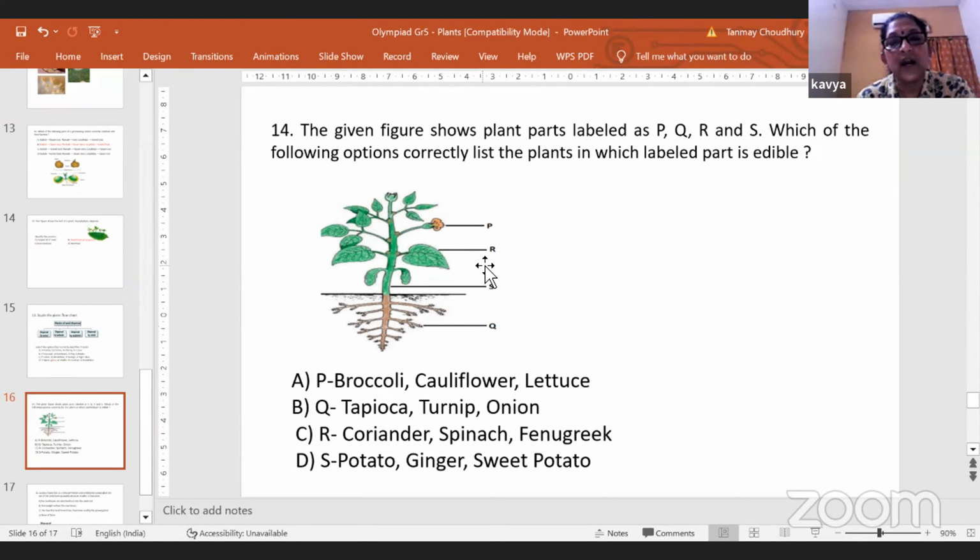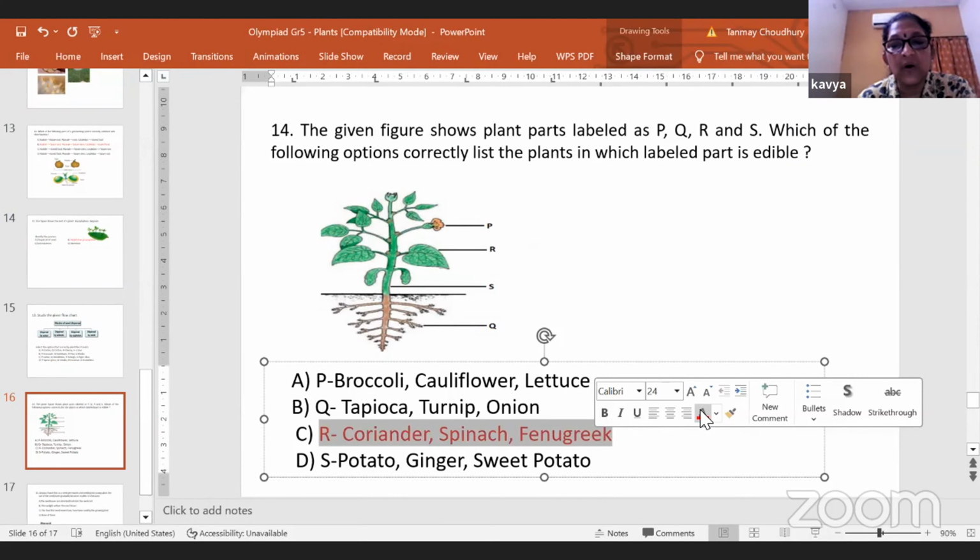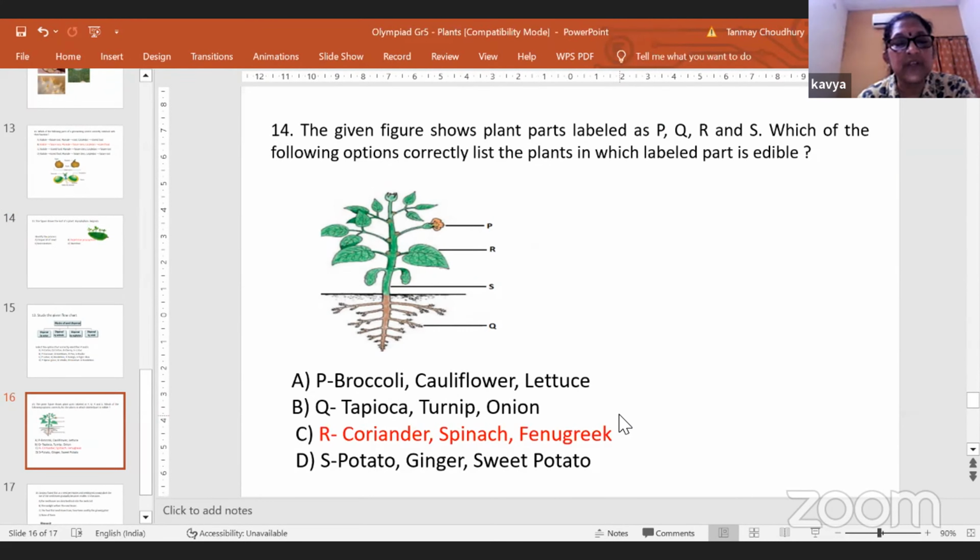Coriander, R is leaf. Coriander leaf, yes, it is edible. Spinach is palak. Okay, that is edible, yes. Fenugreek is methi. Methi leaves edible, yes. So the answer will be this, because all the three are leaves and all the three are edible. S is the stem. Potato is a stem, correct. Ginger is a stem, correct. But sweet potato, no. Sweet potato is a root. So this answer is incorrect.